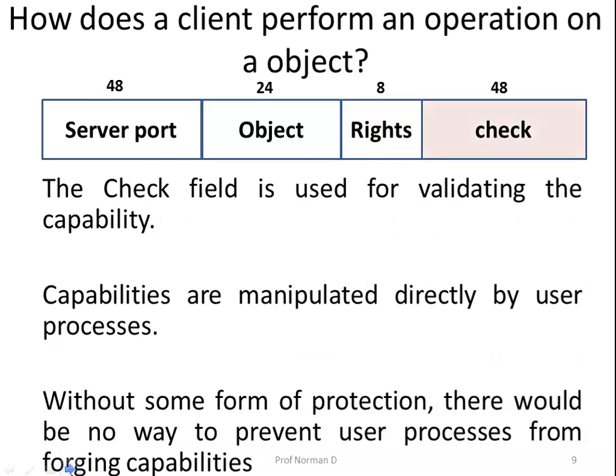And finally, the check field. The check field is used for validating the capabilities. Capabilities are manipulated directly by user processes. Without some form of protection, there would be no way to prevent user processes from forging the capabilities. That is why the check field is provided.